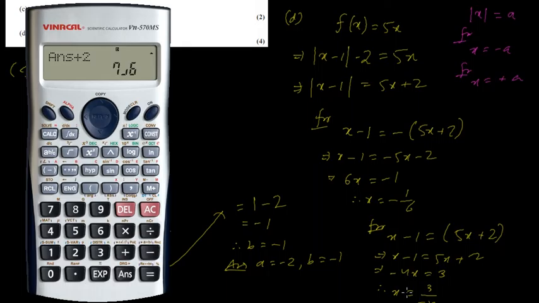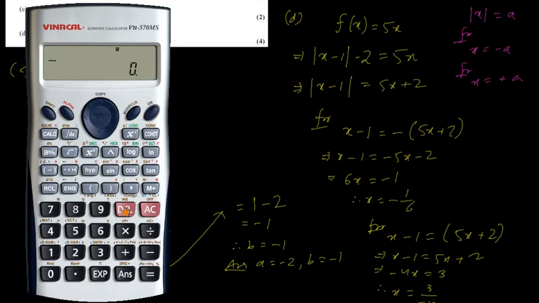Now if you check the next one, it would never work because only one of them will work. So let's check if this one holds true. x equals minus 3 by 4. For x equals minus 3 by 4, if I put here minus 3 by 4 minus 1, I get minus 7 by 4 inside the absolute value. If I remove the absolute value, it would be 7 by 4. So on the left hand side we have 7 by 4.